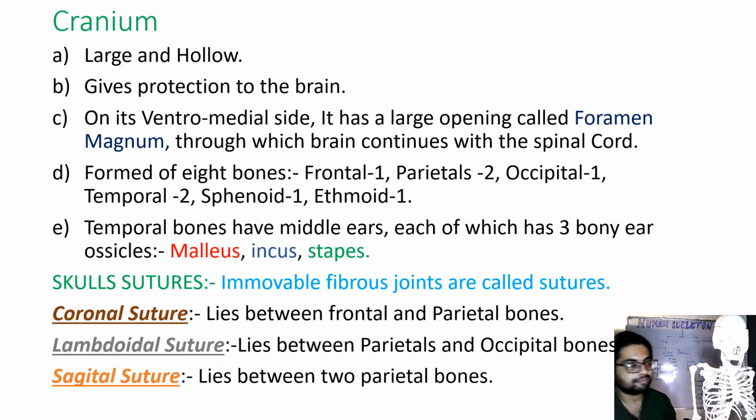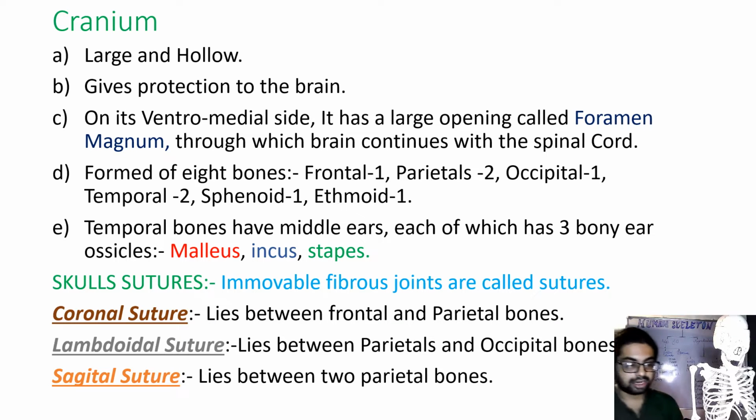Temporal bones have middle ears. This temporal bone, which is the inside, has got middle ears, each of which has 3 bony ossicles. This middle ear is formed of 3 bones or ossicles, small bones, that is malleus, incus and stapes. Now I will talk about the sutures, skull sutures.